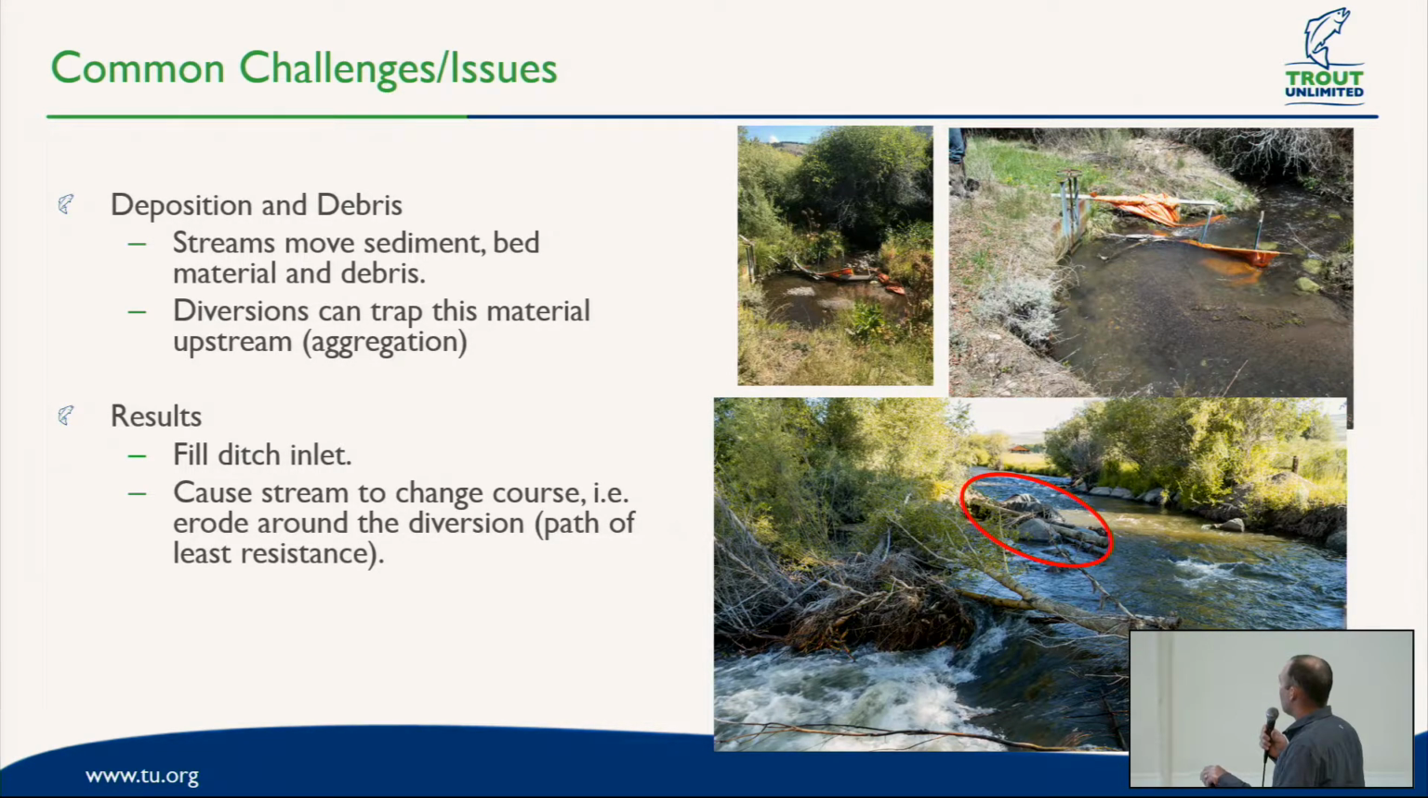Here's another one where you can see these trees that have moved down, and right up here is actually the diversion. You get the deposition, it decides that it's going to take the path of least resistance, and it's washed around the diversion structure. I'll show another photo of this one in a couple slides, where the head gate's high and dry, and you can't get water into the ditch.